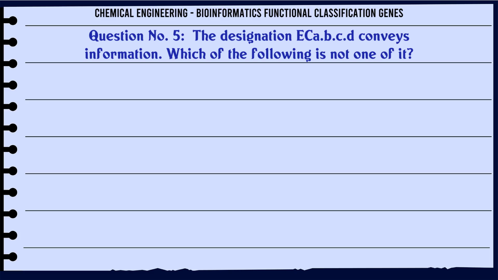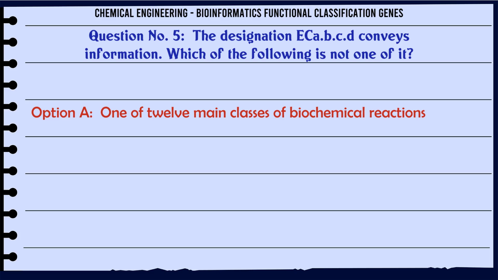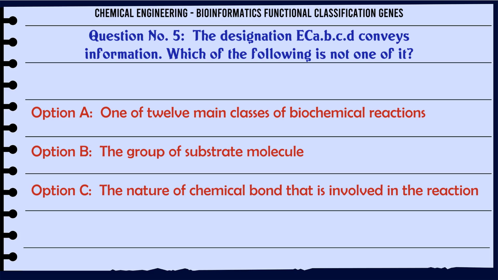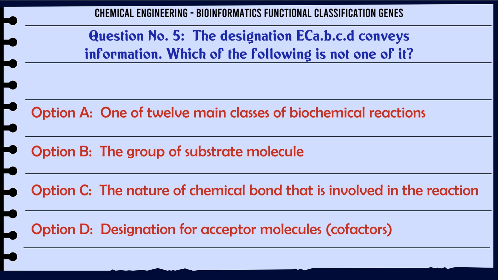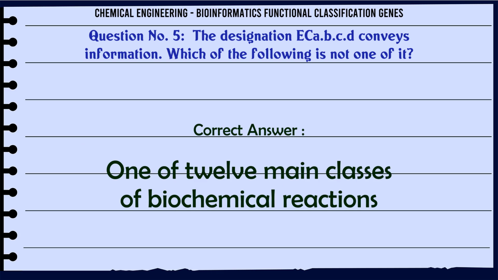The designation EC a.b.c.d conveys information. Which of the following is not one of it? A. One of 12 main classes of biochemical reactions. B. The group of substrate molecule. C. The nature of chemical bond that is involved in the reaction. D. Designation for acceptor molecules, cofactors. The correct answer is: one of 12 main classes of biochemical reactions.